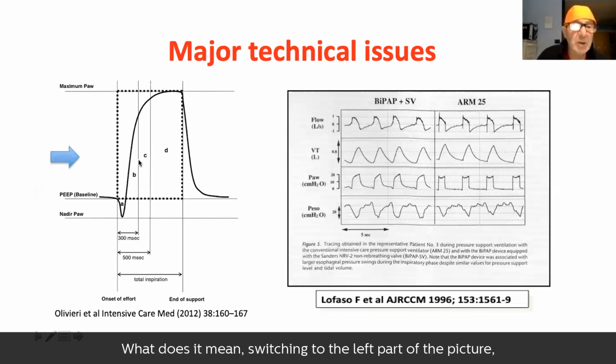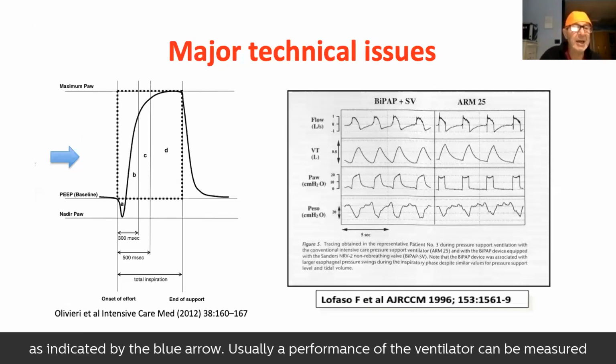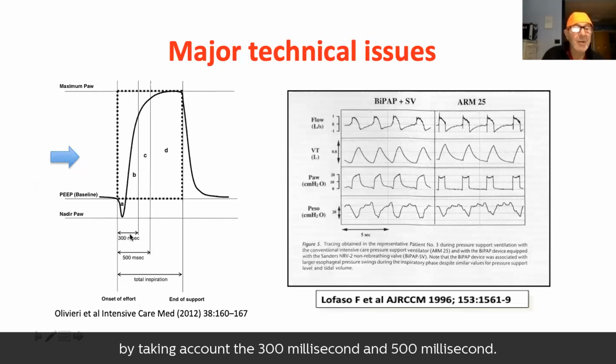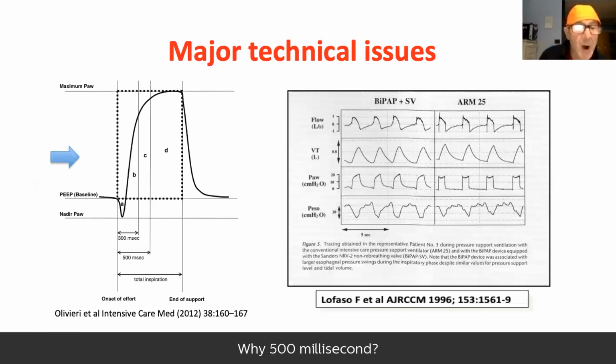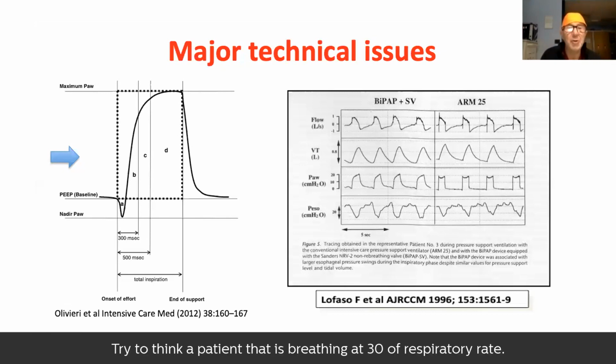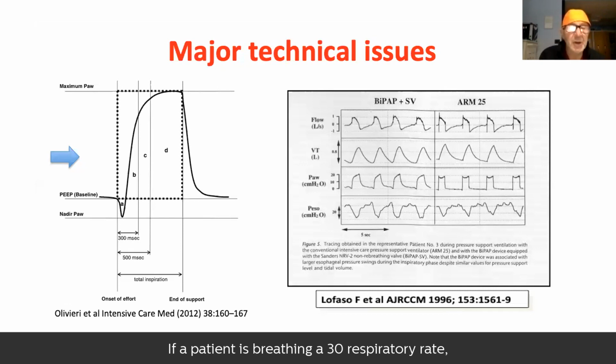What does it mean? Switching to the left part of the picture, as indicated by the blue arrow, usually the performance of a ventilator can be measured by taking into account the 300 millisecond and 500 millisecond. That means that during this time, the patient should be assisted. Why 500 milliseconds? Try to think of a patient that is breathing at a respiratory rate of 30. If a patient is breathing at 30 breaths per minute, the patient's neural time is about 600 milliseconds.